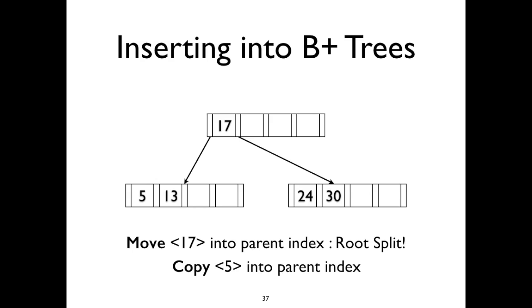But does that actually have all of the data? If I follow the pointer to the right of the 13, does that lead me to everything that is bigger than 13? All of the records that are bigger than 13? No. Why?